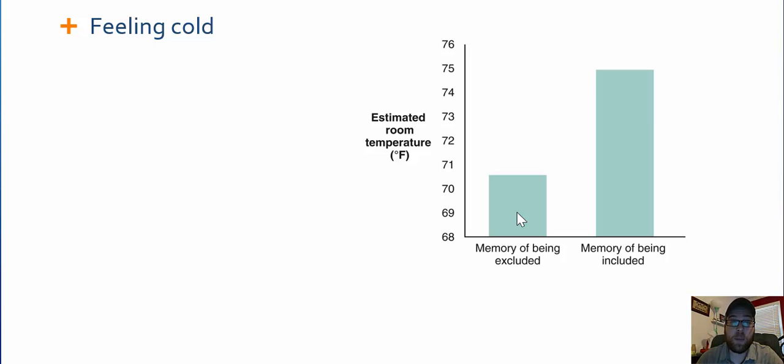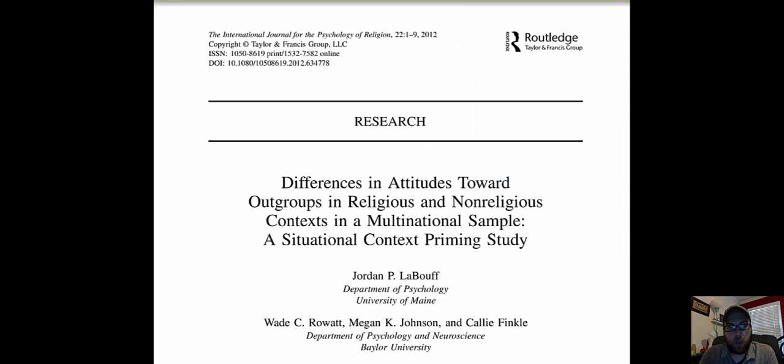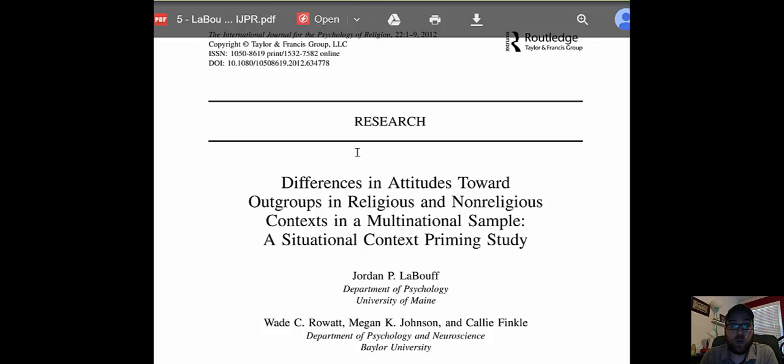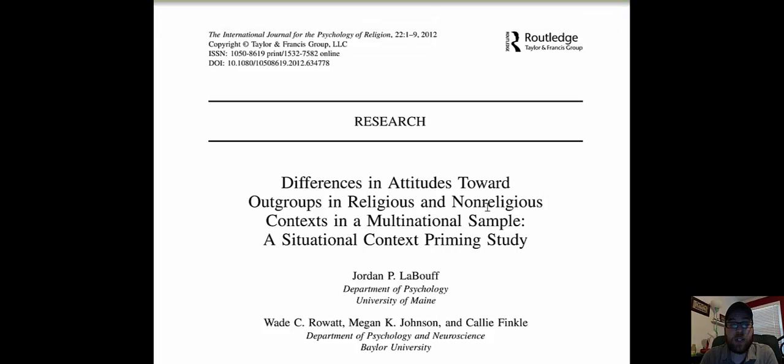Just like we did with the previous example, I'd like to show you what this looks like in a real published paper. In this article, we went to the Netherlands and recruited participants either outside of a religious building or a civic building, and we looked to see if there were differences between the people who were surveyed while they were looking at a church versus when they were looking at a town hall. So you can see this journal article published in the International Journal for the Psychology of Religion is called Differences in Attitudes Towards Outgroups in Religious and Non-Religious Contexts in a Multinational Sample, a Situational Context Priming Study.